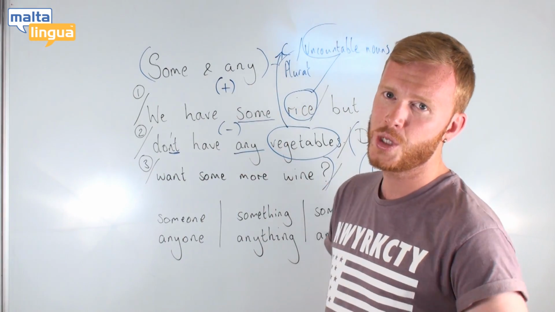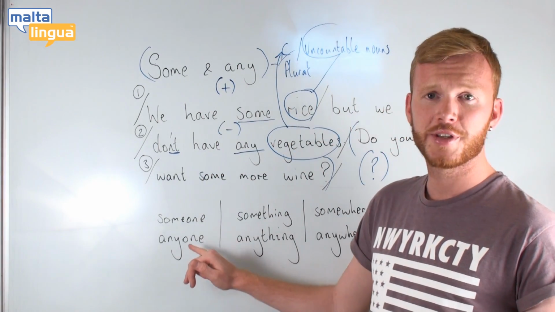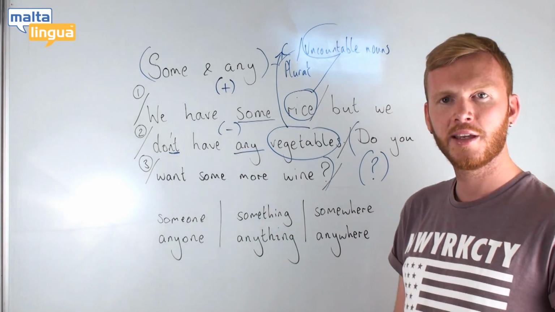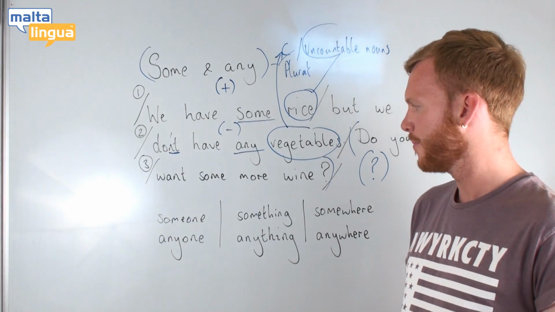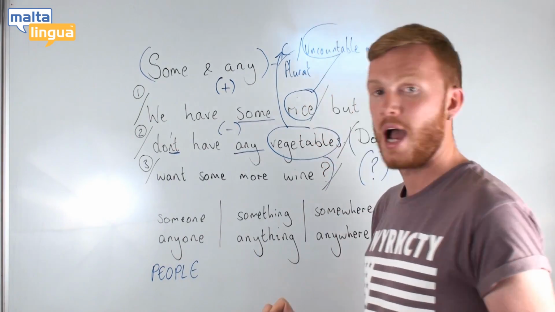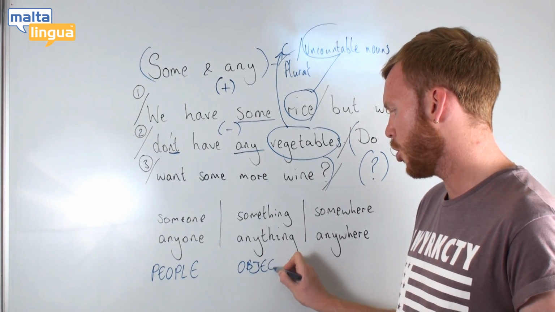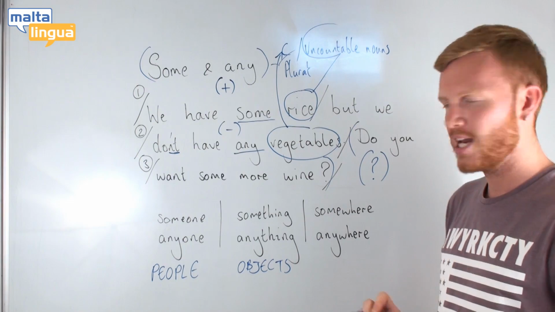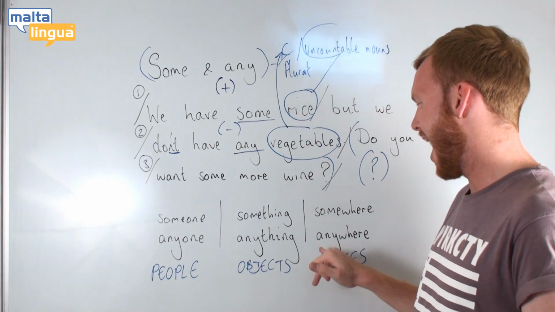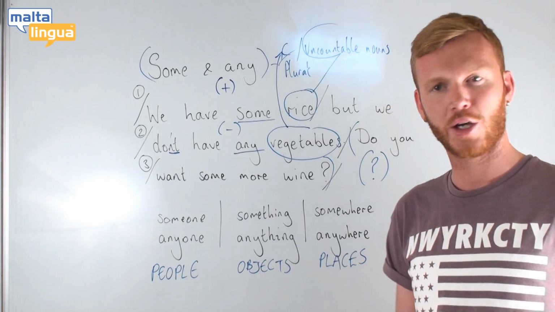Now, we can go into this in more detail in a subsequent lesson, but the rules are the same for someone, anyone, something, anything, somewhere, and anywhere. Someone and anyone, of course, we are using to describe or ask questions about people. Something and anything relating to objects, and somewhere and anywhere referring to places. Okay. Have you been anywhere on holiday this year? Using any again in a question.